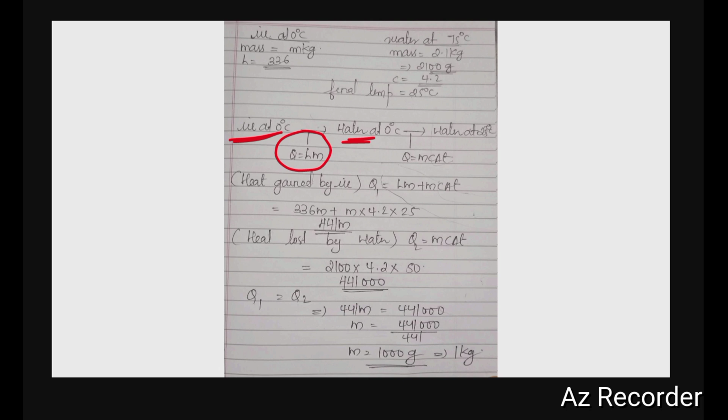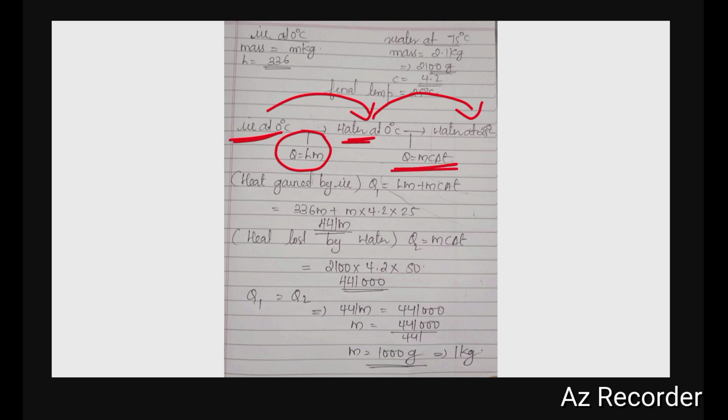Q is equal to L into M. And where is this water obtained from? The water is obtained from the melting of the added amount of ice. Then that water at 0 degrees Celsius later converts to water at 25 degrees Celsius by absorbing heat energy, Q is equal to mc delta T.